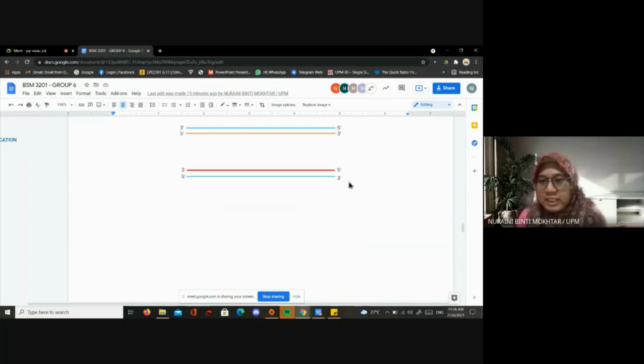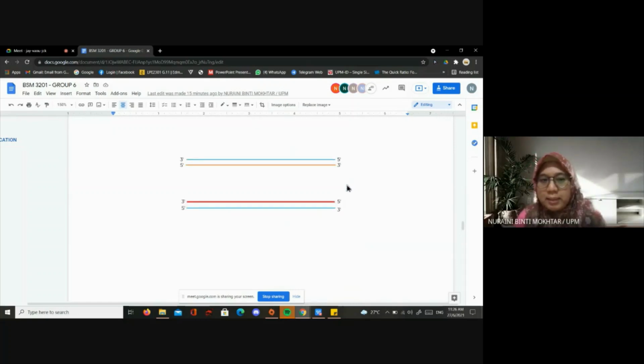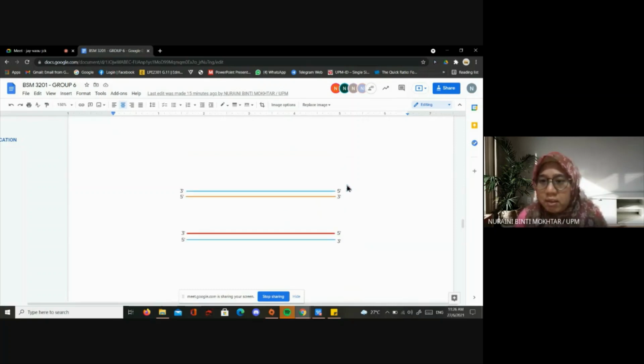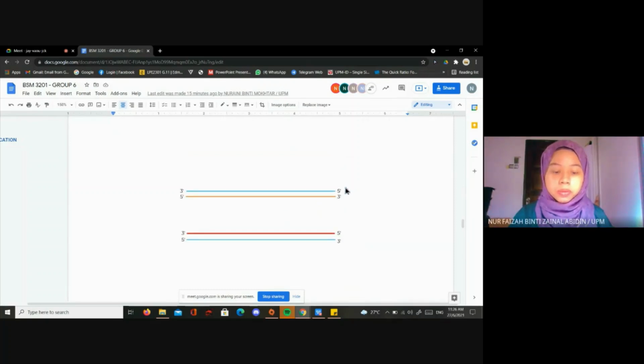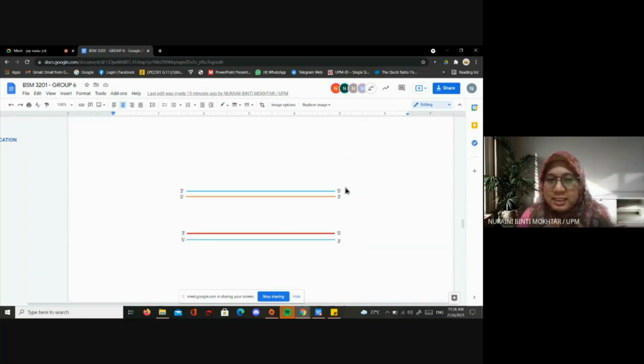I'm sorry to interrupt Faizah, but before the replication ends, you need to undergo the termination step. Could you explain more? Okay, basically in this termination step, at some point on the lagging strand, the primase cannot synthesize the RNA primer anymore because of insufficient space. So it will cause incomplete replication and the forming of a short ssDNA at the 3' end. So how do we solve this problem?